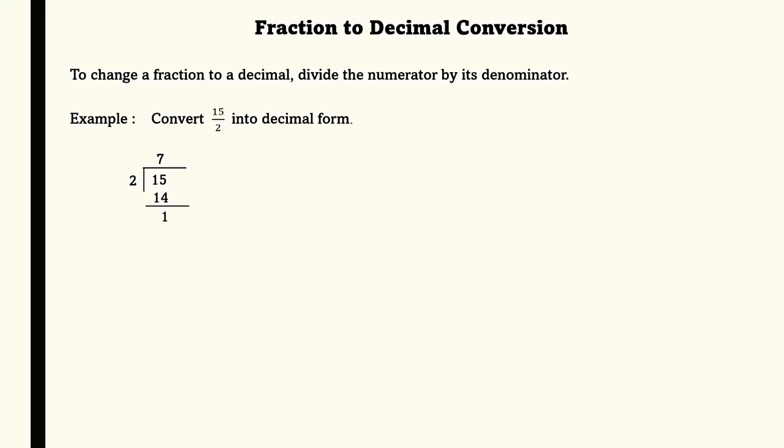So now, in order to convert into a decimal form, we should put a decimal point and then add 0 to the remainder. Adding 0 will get 10. So 2 5s are 10. Therefore, decimal form of 15 by 2 is 7.5.